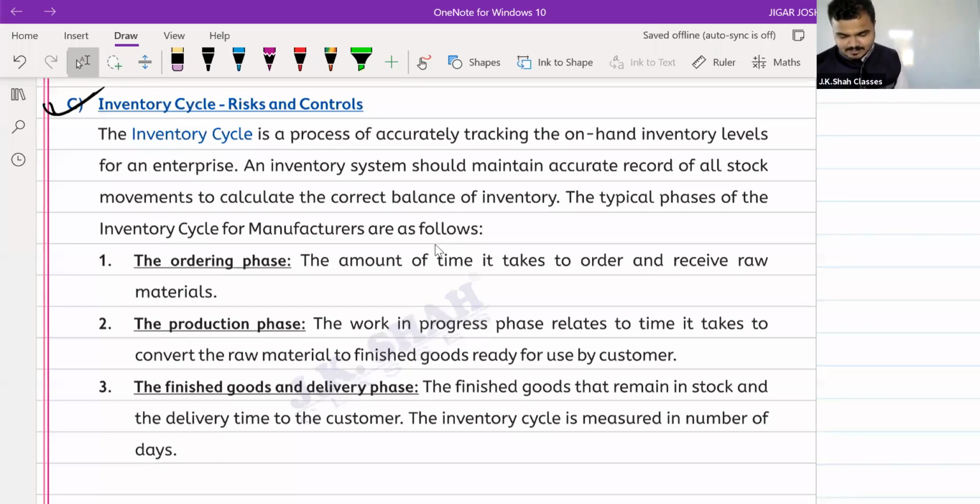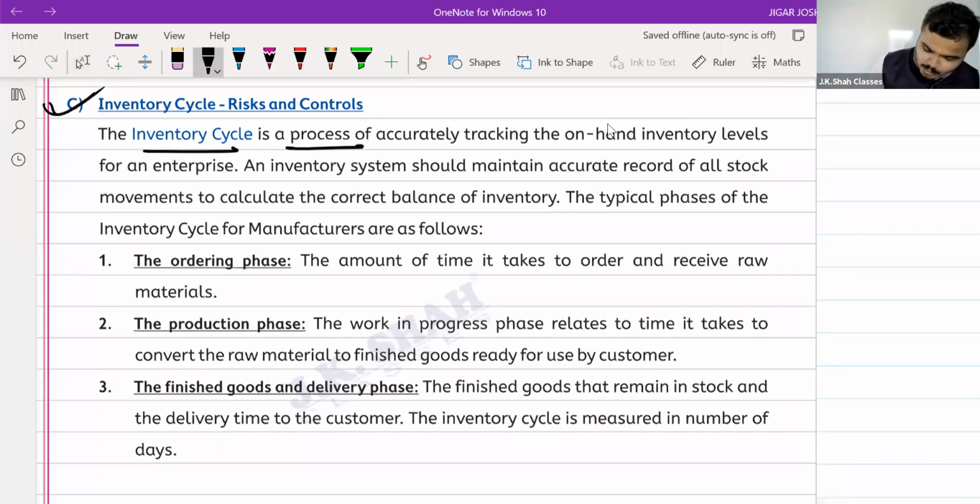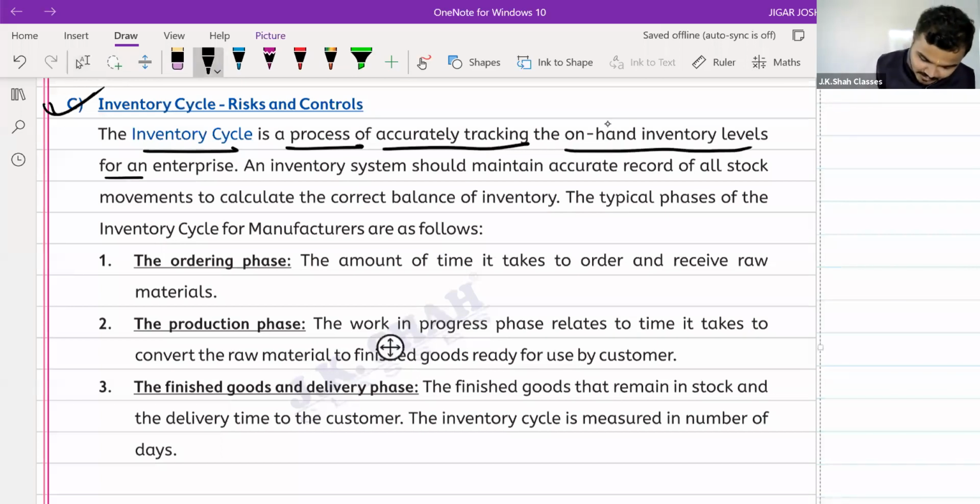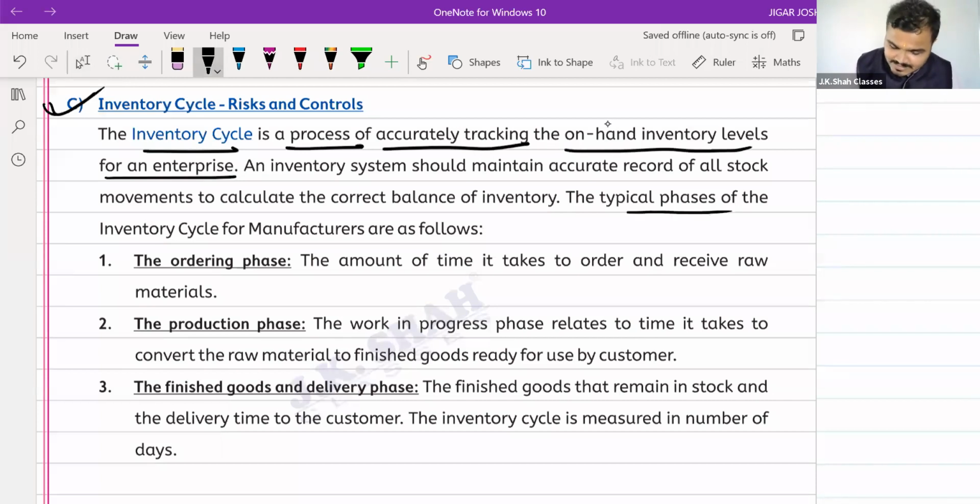They are doing which business, my dear chartered? Sir, a trading business, buying and selling of goods, or sir, a manufacturing business, bringing the raw material to the factory, converting it into finished goods, and making sure that finished goods reach the customer on time. Yes or no, my dear chartered? Yes, sir. Agree? 100%. The inventory cycle is a process of accurately tracking on-hand inventory levels for an enterprise.